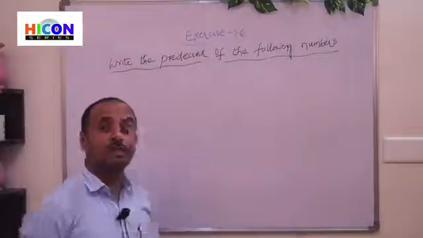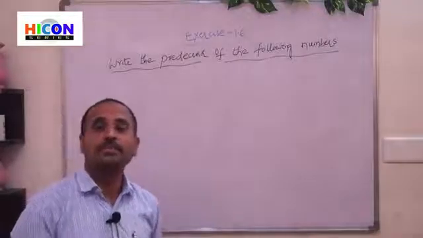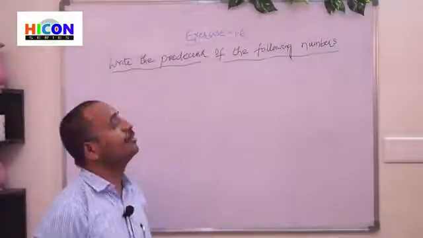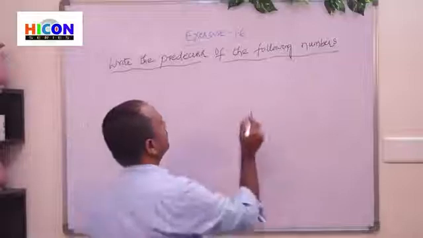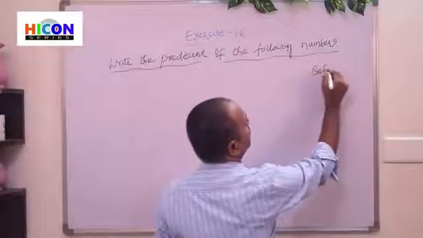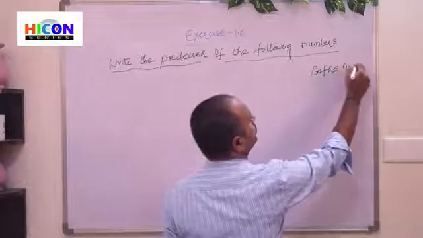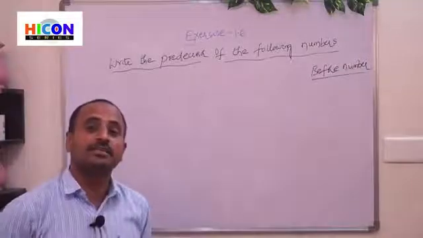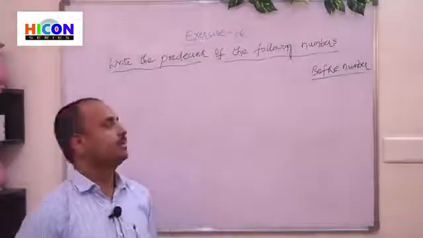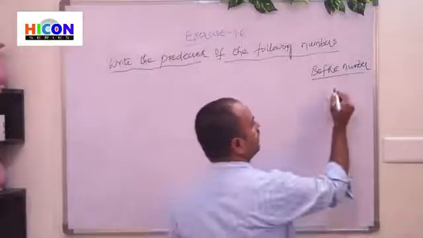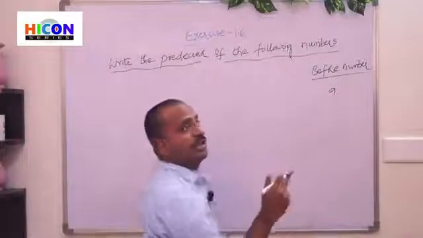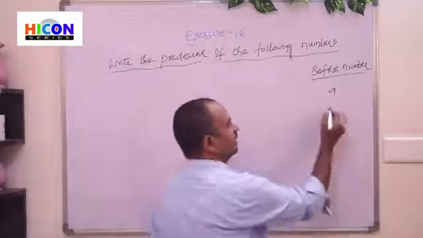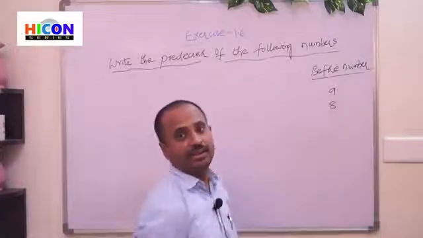So children, what is the predecessor? Predecessor means the number which comes just before the given number is called predecessor. That's why predecessor is called before number. For example, if we take 9, the predecessor of 9 is the number which comes just before 9, which is 8. So 8 is the predecessor of 9.